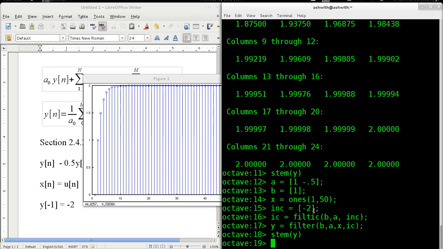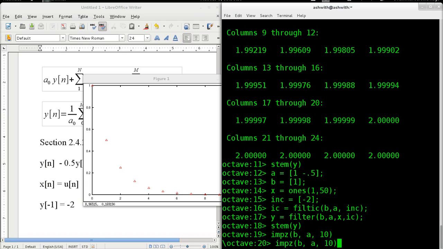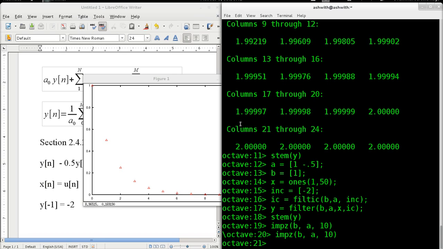I'd also like to show you one more function. We have the difference equation in terms of b and a, and suppose we want to find the impulse response of the system. So we use a function called impz, and I give b and a, and I also give the number of values of the impulse response I want Octave to tell me. So if I want, let's say, 10 values in the sequence h of n, I say this, right? What did I do wrong here?